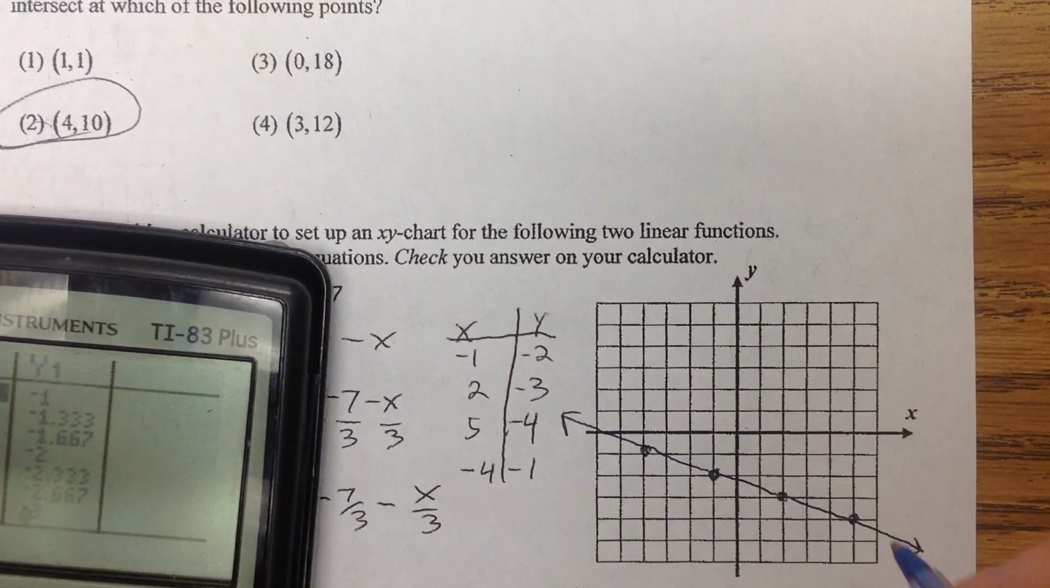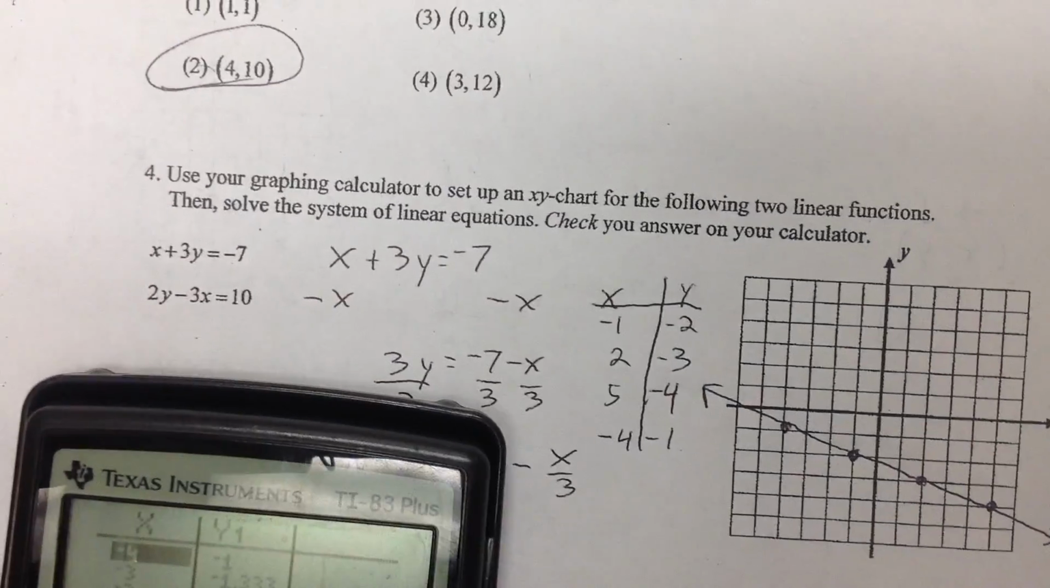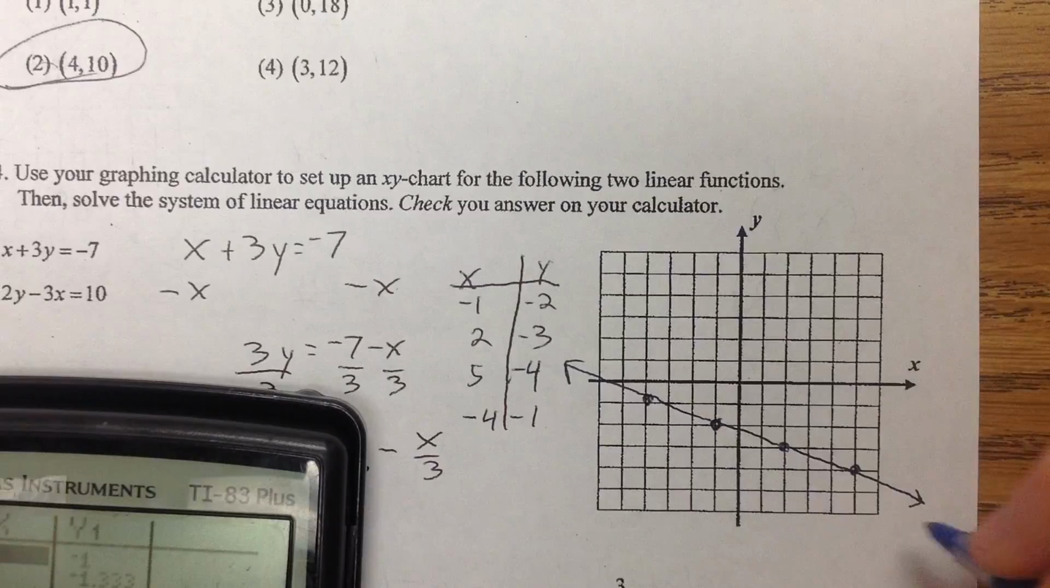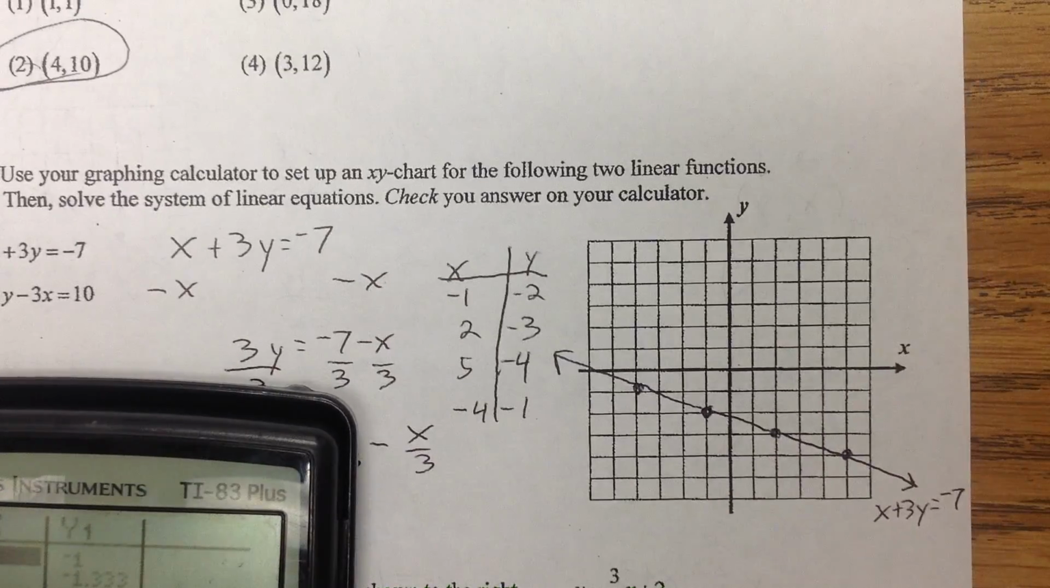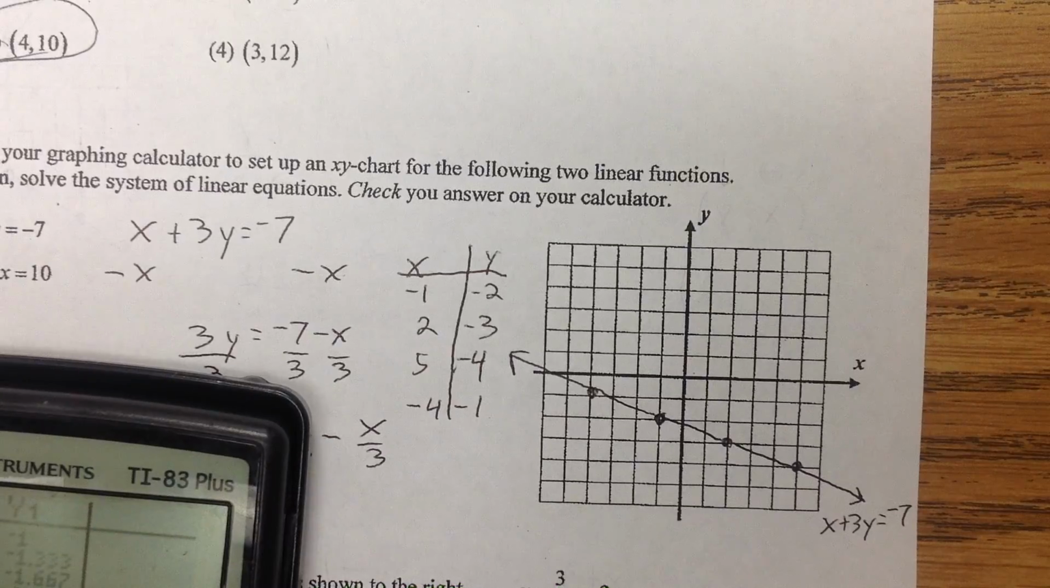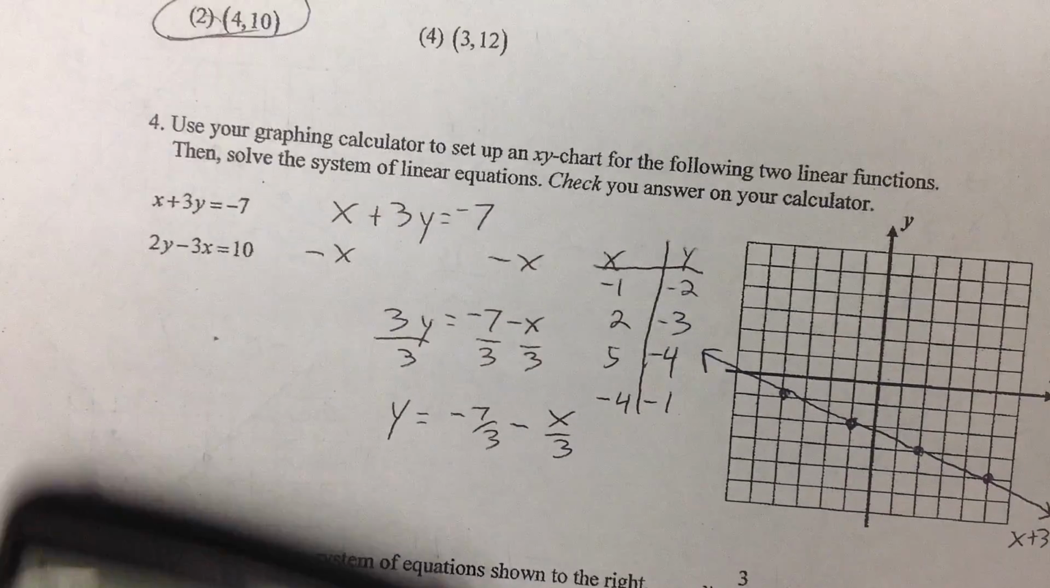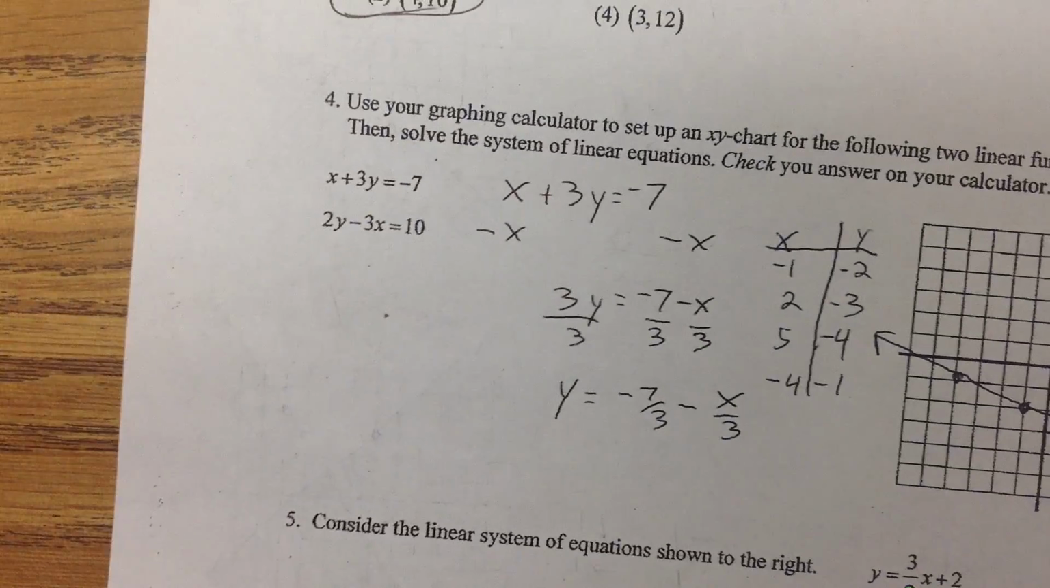And then again, we'll throw our label on and put it off to the side so it doesn't get in the way. X plus 3y equals -7. So I've got my label right there on the side, so it's not in the way of the other line. All right, so let's get started on the next one.